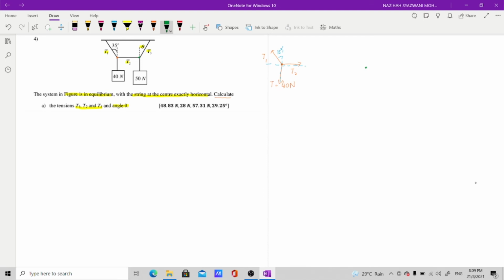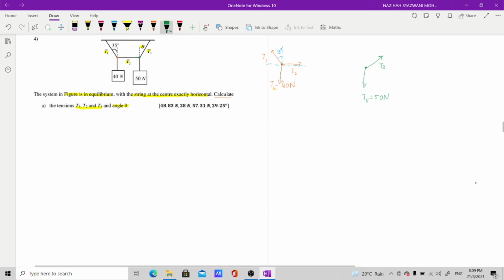And for point green, so this is my second free body diagram. Okay, we have tension T3. We have another tension downward, and this tension is equals to 50 Newton. Okay, so I am going to put here T, the tension due to weight of 50 Newton. And for this one, I'm going to change the notation to T4, okay?